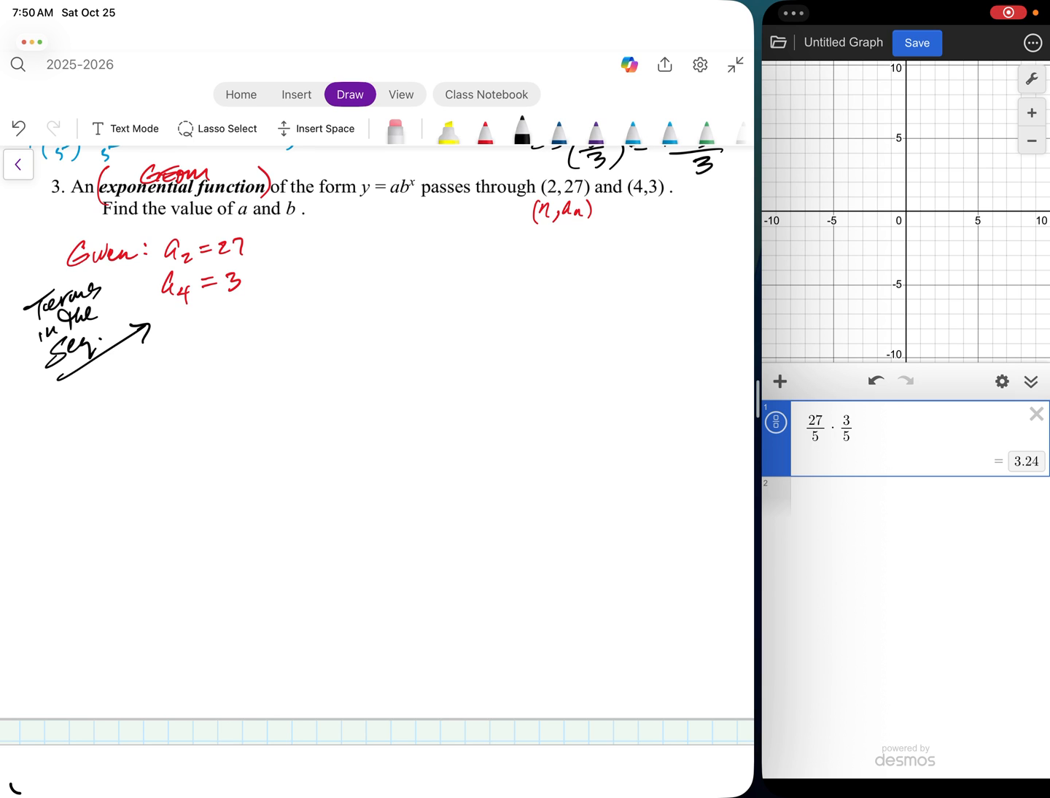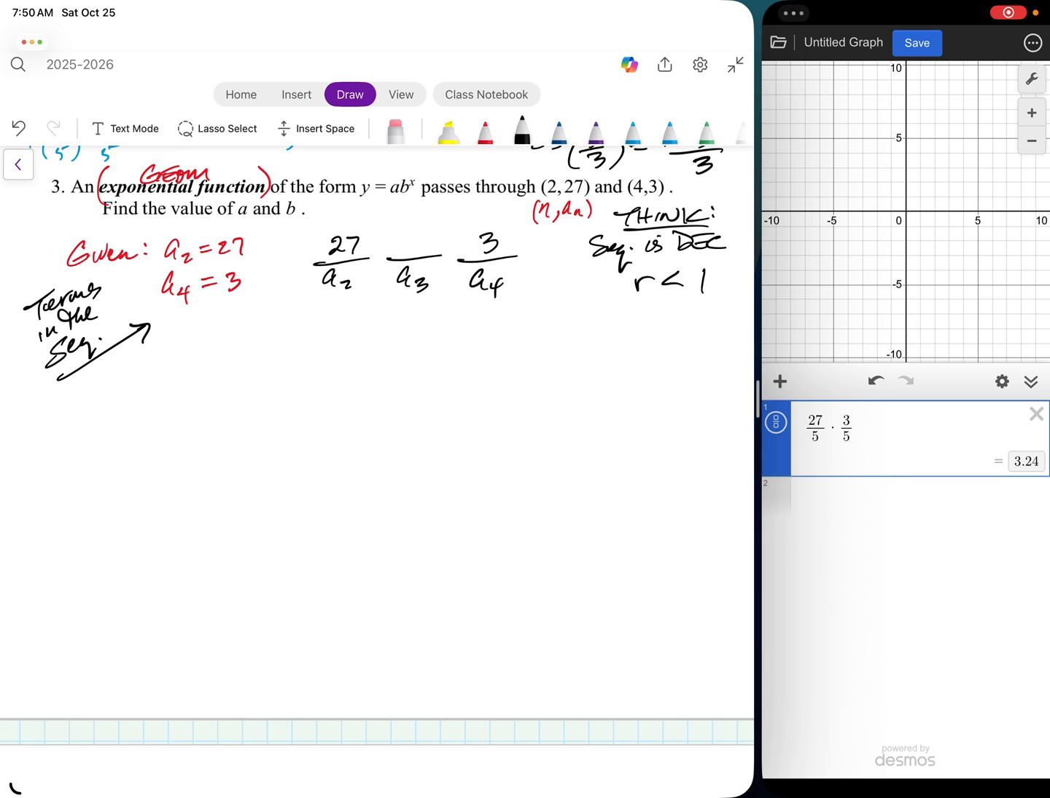So one way to conceptualize it is this. We know the second term is 27. We don't know the third term, but we know the fourth term is 3, and guess what? It's decreasing. So the sequence is decreasing. That means that r has to be less than 1. If a sequence is increasing, the common ratio is greater than 1, but it's less than 1, so it's got to be a fraction, right?